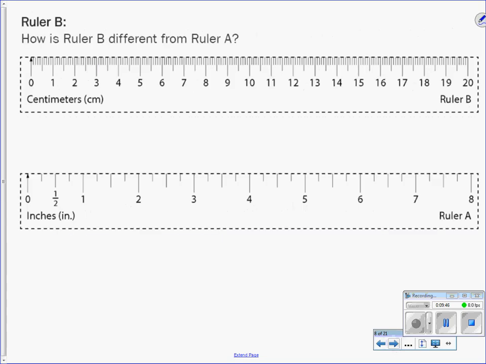All right, here we have ruler A and B, 2 different rulers, and if we want to look at them, how are they different? Well, if you notice here on ruler A, which we just looked at, it's in inches, and ruler B is in centimeters. So what do we notice about our centimeters and our inches? Centimeters are a lot smaller than our inches, but 1 inch is still 1 inch.